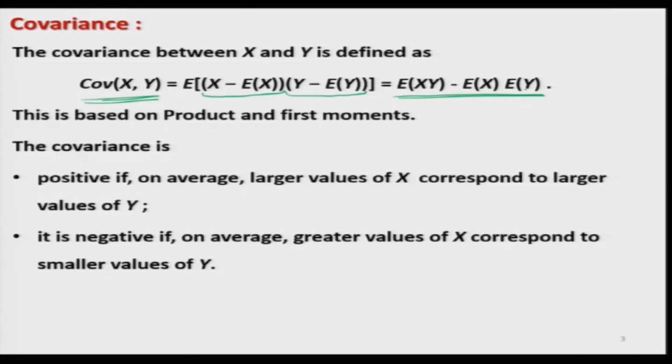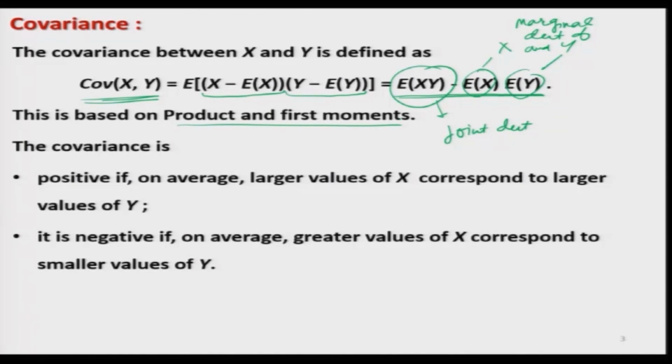So, that means if you want to compute it, you are going to obtain the expectation of x y using the joint distribution, and in order to compute expected value of x and expected value of y, you are going to use the marginal distribution of x and y. Right. So, this is how you can compute this covariance between x and y. This is based on the product and first moments, and this covariance is going to indicate the degree of the covariation also. Here this covariance is going to indicate the direction of the covariation also.